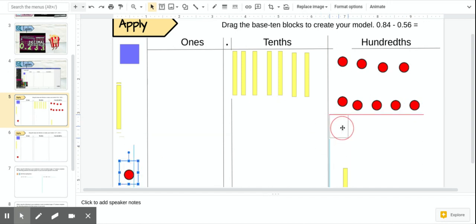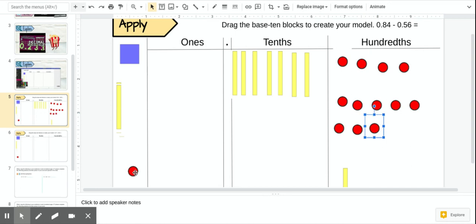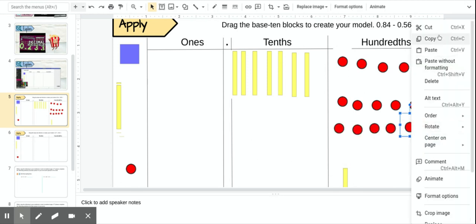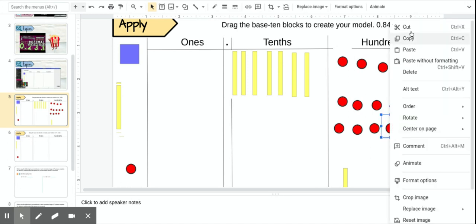But when I borrow this 10, it's not in the same format. They're not our little red circles. So I need to take the 10 and break it down. I need to decompose it. I'm going to slide this one to the bottom because I want to take it out of that column, but I want it in a different format. I want it to be 10 of these red circles. So I'm going to drag over 10 of these red circles to represent the tenth that I just borrowed.